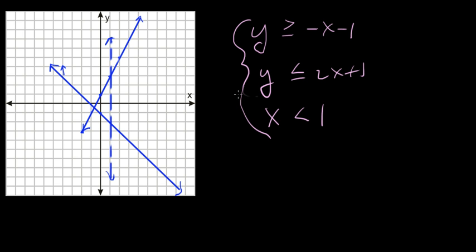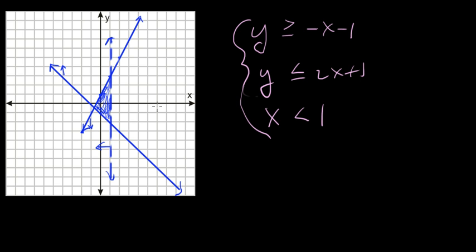So where is my shaded region? Well, I forgot to put an arrow on this second line. It's y is less than. So I look at where it crosses the y-axis, and I say y is less than. So that shades below. So I'm above this line, I'm below this line, and I have to go to the left of this line. And so that means that I'm going to shade this triangular region in here.